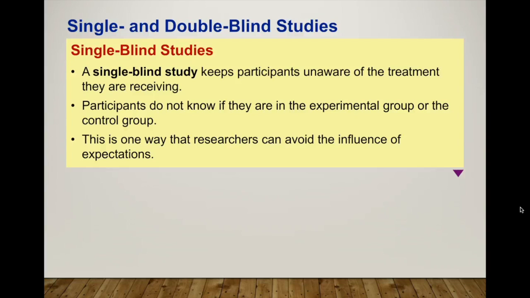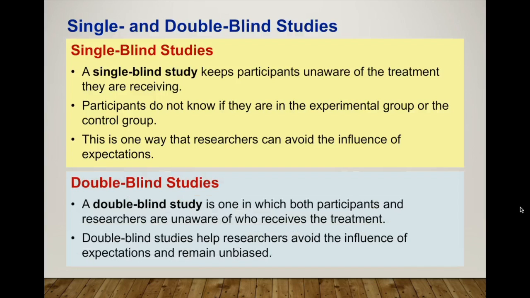A single-blind study keeps participants unaware of the treatment they are receiving. Participants do not know if they are in the experimental group or the control group. This is one way that researchers can avoid the influence of expectations. A double-blind study is one in which both participants and the researchers are unaware of who receives the treatment. Double-blind studies help researchers avoid the influence of expectations and remain unbiased.